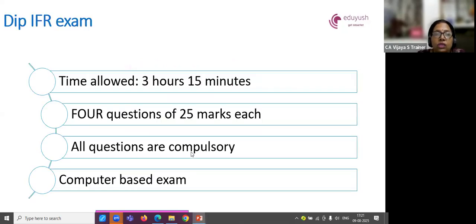All right. So what he said is right. This paper is for 3 hours, 15 minutes. It's a computer-based exam, not a paper-based exam. So when you say computer-based, it means you have a very simple Excel sheet or a Word, which is very, very basic Word or Excel.